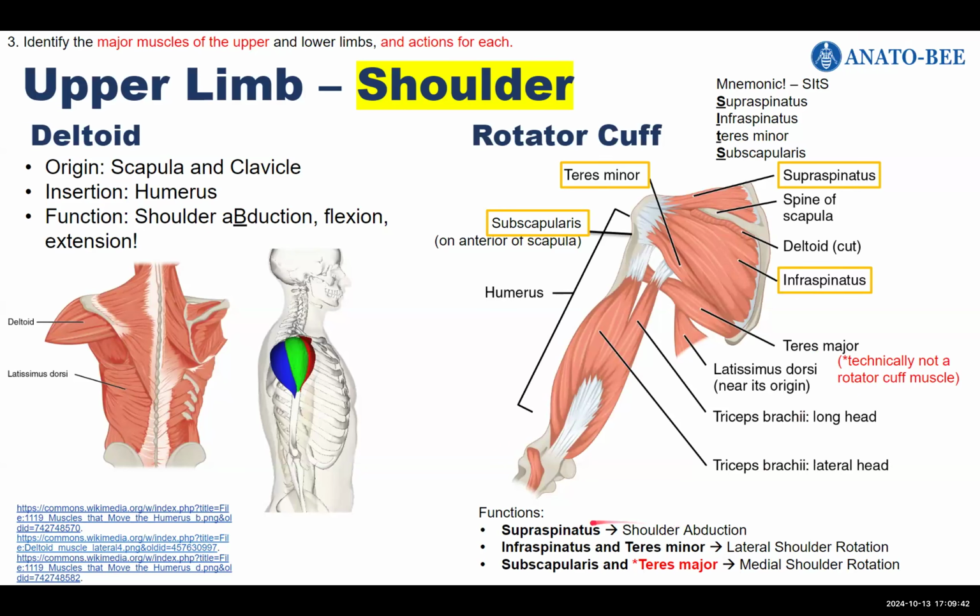So for the functions of the rotator cuff muscles, the supraspinatus actually has some responsibility in shoulder abduction, just like the deltoid, but the supraspinatus kick-starts that movement up to 15 degrees. And then after that 15 degrees, the deltoid takes over for the rest of the motion. But the supraspinatus has that initial motion. And then we have the infraspinatus and the teres minor, which are responsible for laterally or externally rotating the shoulder, kind of like this. And then the subscapularis and the teres major are responsible for medial rotation, which is the other way, bringing your shoulder in like that.